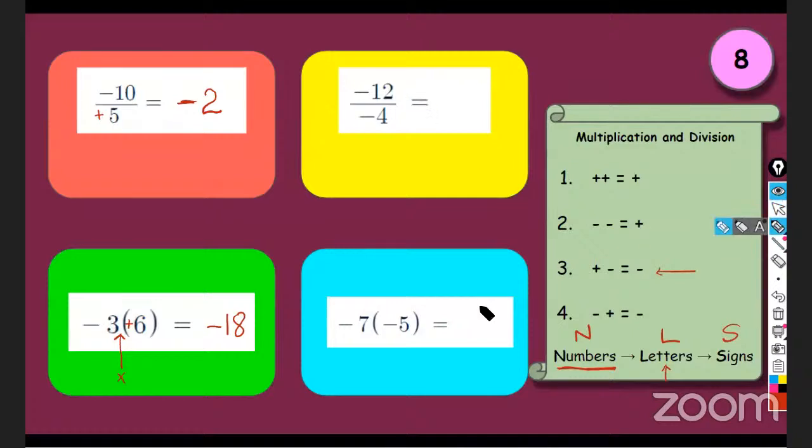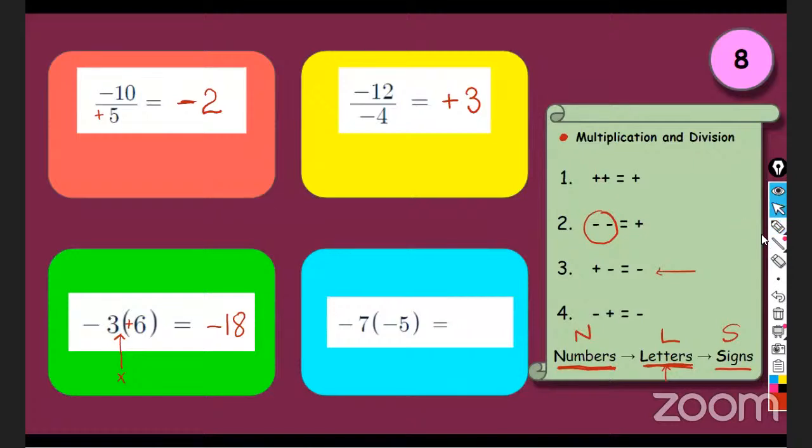The yellow one, let's do the yellow one first, right? So this is multiplication and division. And like I said, multiplication and division has different rules from addition and subtraction. Let's do the numbers first. I always like to start with the numbers. 12 divided by 4, that's 3. We can do that from primary school. Does it have any letters? No letters today. Be happy, smile, and move on. The last is signs. When you divide two negatives, you get a positive. So the yellow answer is +3.